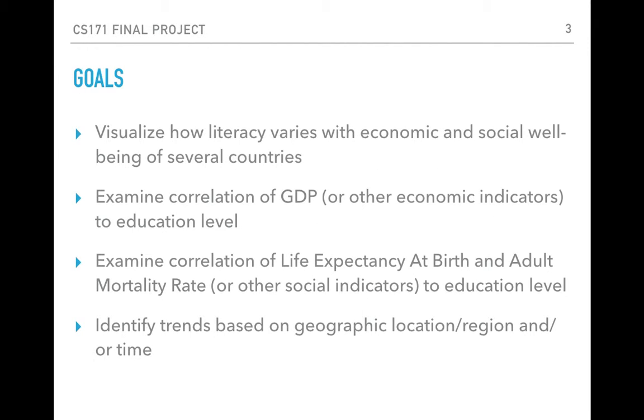Here's a quick list of goals. Visualize how literacy varies with economic and social well-being of several countries. Examine correlation of GDP or other economic indicators to education level. Examine correlation of life expectancy at birth and adult mortality rate or other social indicators to education level. And identify trends based on geographic location or region and/or time.